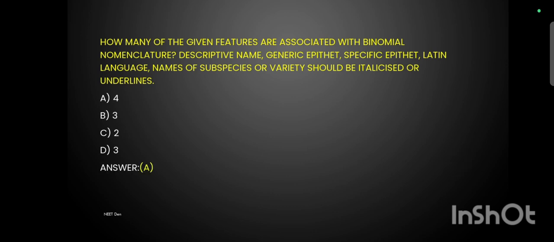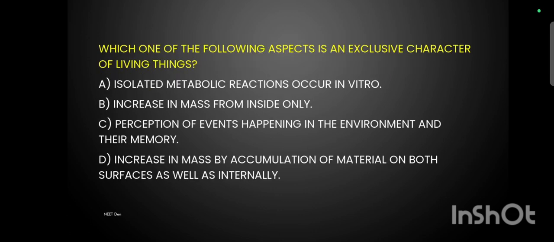The answer is four. The fifth feature says that names of subspecies or variety should also be included, which is not included in binomial nomenclature. So it is not a feature of binomial nomenclature.